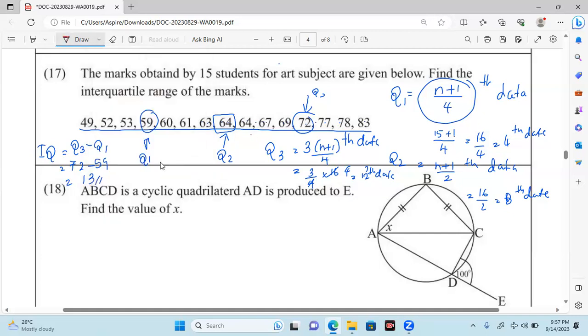Have any of you got this one? Actually, you have to solve this with the help of grade 9 knowledge. Okay.